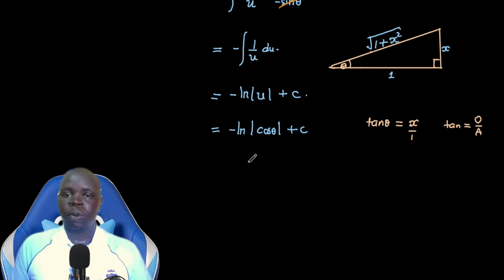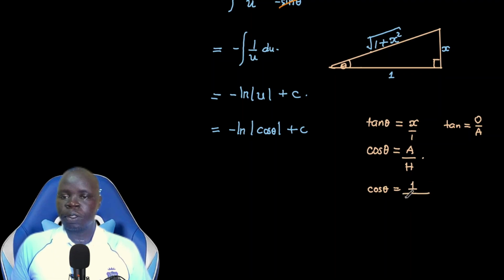So from there, we can write an expression for cos theta. From the definition of cos, cos of any angle theta is given by adjacent over hypotenuse. Now we know that our adjacent is 1 and our hypotenuse is the square root of 1 plus x square.